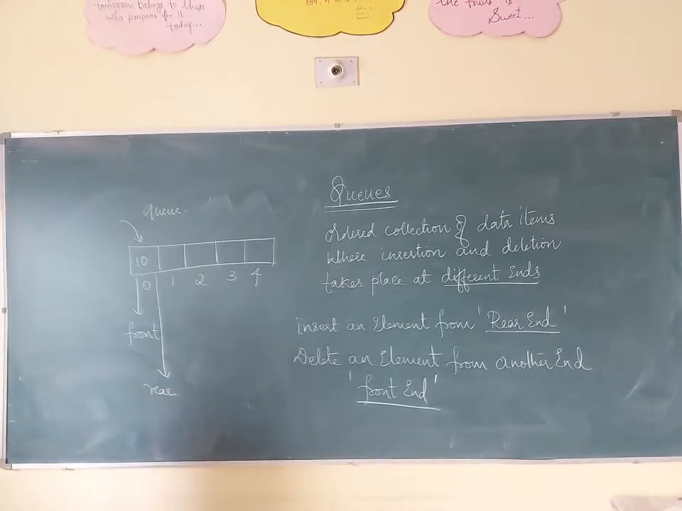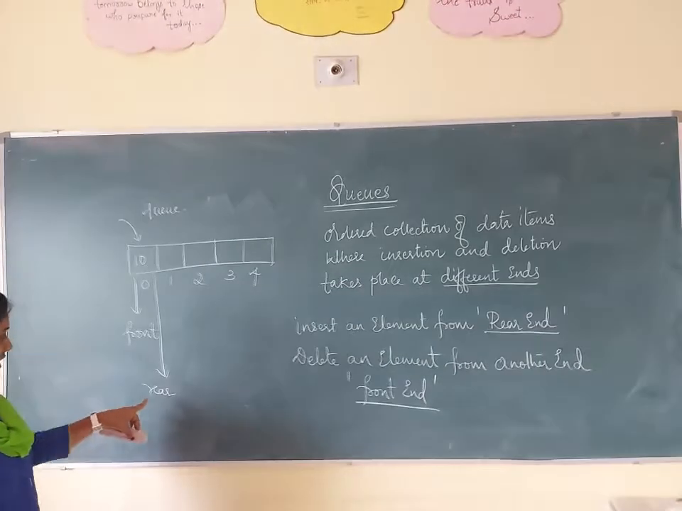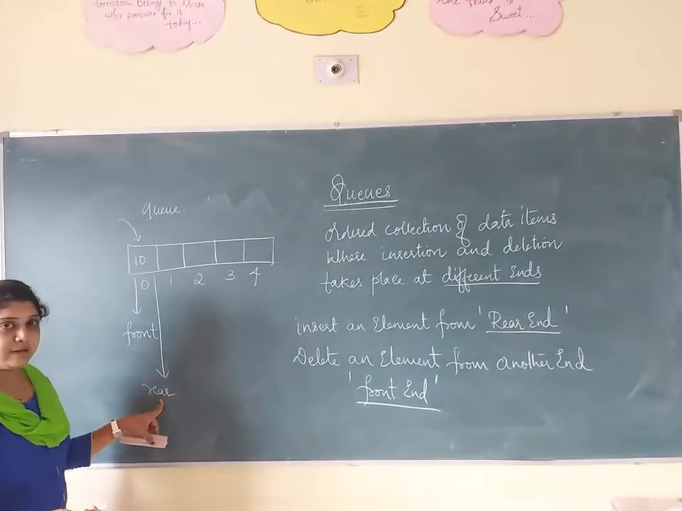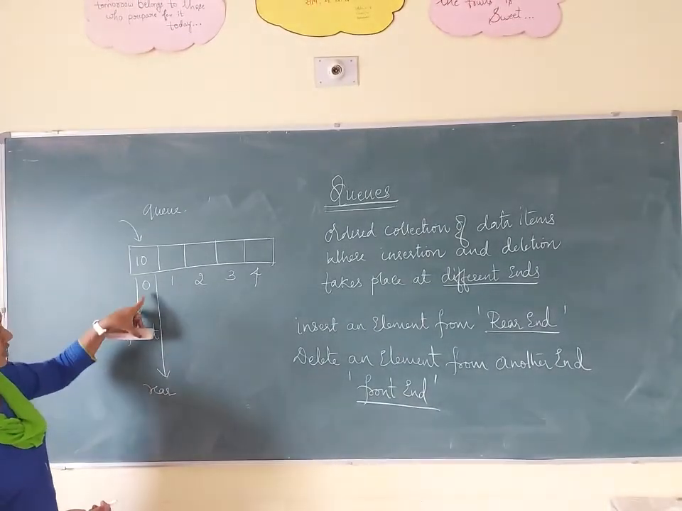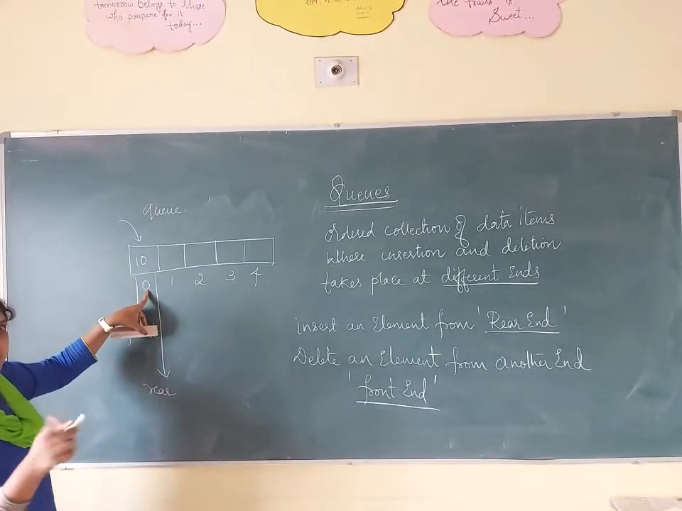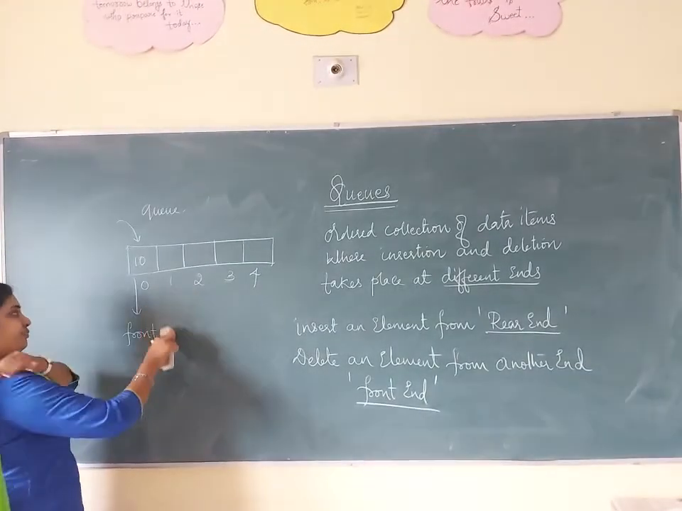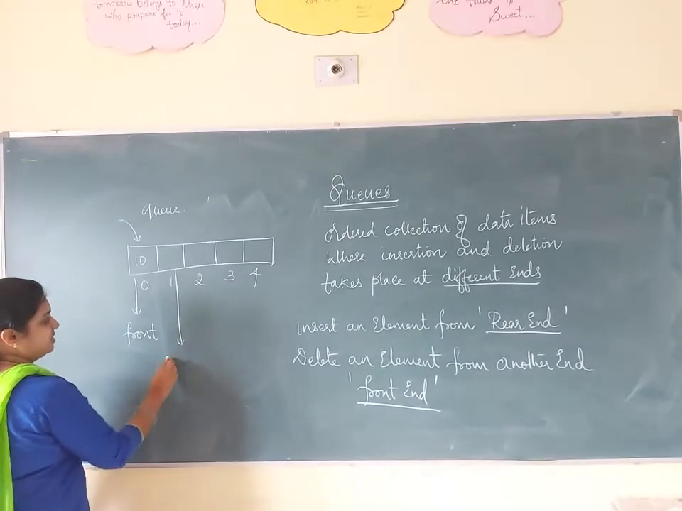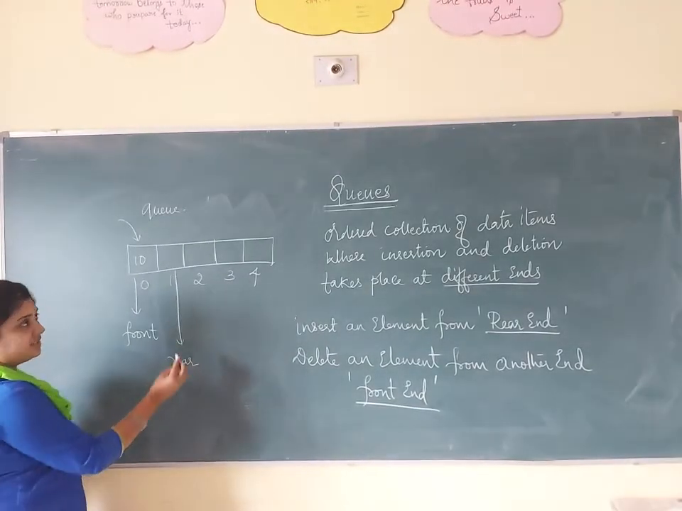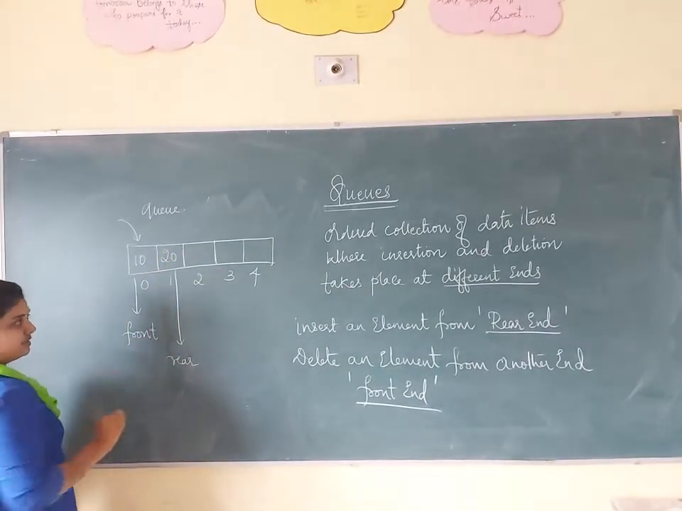Again, I have an item 20. I want to insert. Then what you have to do? You have to increment rear. Rear is pointing to 0. 0 plus 1, you will get 1. Now rear will be incremented, rear is pointing to here. Then I have inserted item 20.